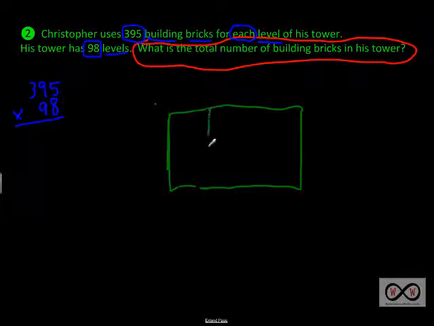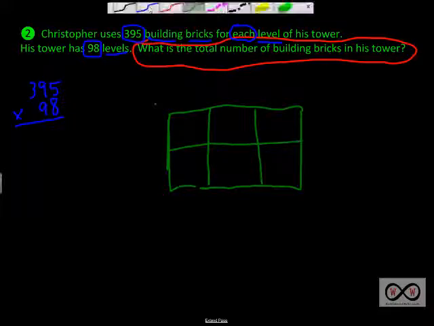Okay, so we've got to leave space for 3-digit by 2-digit. Got a little wavy there. Okay, so here we go. Let's try that again. 3-digit by 2-digit. There we go. And we'll just kind of break our numbers down to distribute the values.